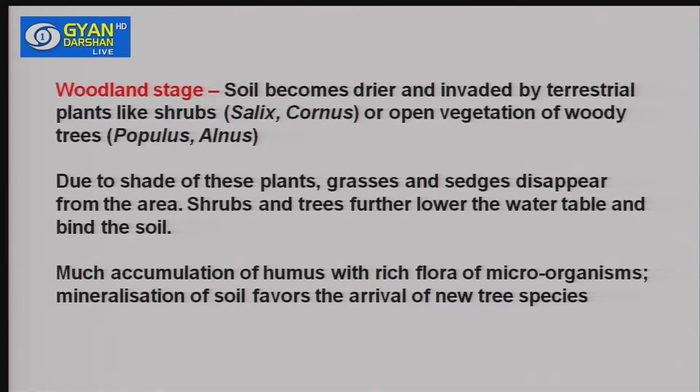Next stage would be the woodland stage. In the woodland stage, you will mostly find shrubs. The previous stage was dominated by the herbaceous community. But again there is death and decomposition of the herbaceous community, and now you have different kinds of shrubs, Salix, Cornus being some of the examples. They offer a lot of shade. So the grasses and sedges which are understory, which mostly lie along the ground surface, will disappear, and the shrub community will become more and more dominant.